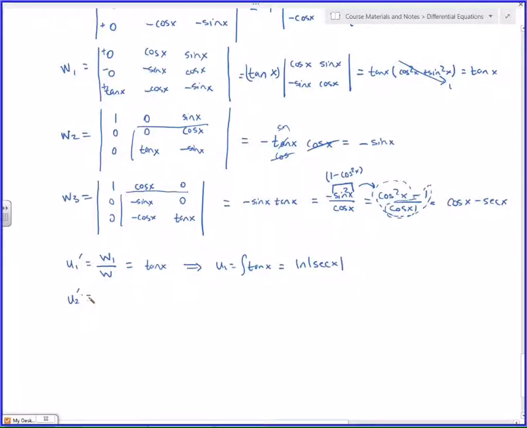U2 prime is W2 over W, which is negative sine of x. So U2 is the integral of negative sine of x dx, which gives me cosine. Negative? Nope, just positive.